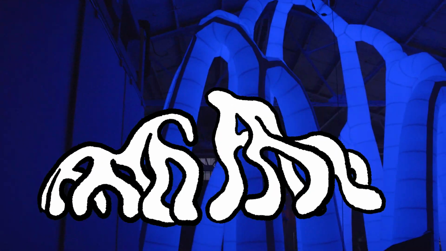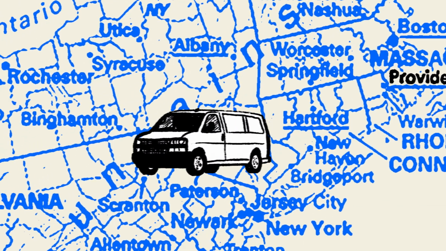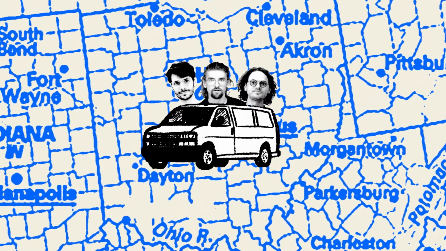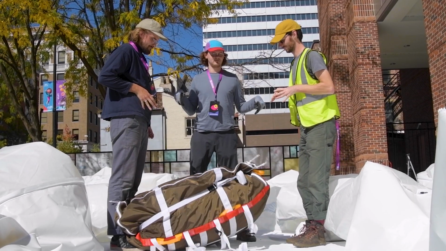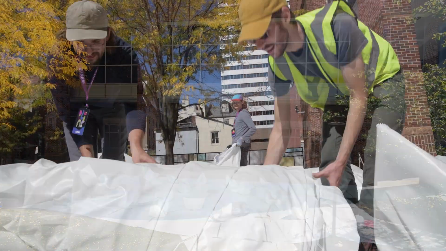We packed the van and left early in the morning, drove to Cincinnati. Matt, Augie, and I. It's about a 15-hour drive, so driving all day. Got to Cincinnati. Grove was installed in this new courtyard on the Cincinnati Public Library downtown.